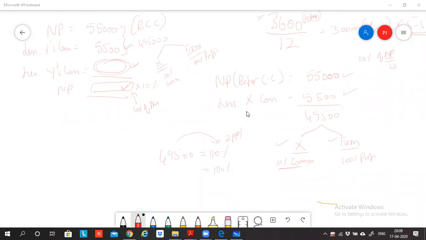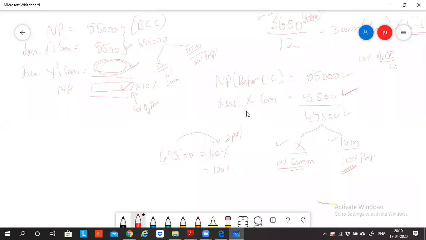Now, this 49,500 technically belongs to two people, very simple to understand this. From this 55,000, I'll be paying 5,500 to X as commission. So balance 49,500, I have to pay something to Y. After that, whatever is left over is my firm's profit. Please understand, this 55,000 is the net profit. From this 55,000 rupees, I'll be paying X commission 5,500. So what is the balance left? 49,500. From this 49,500, I have to pay Y's commission. And then whatever is the balance left over belongs 100% as profit to the firm.